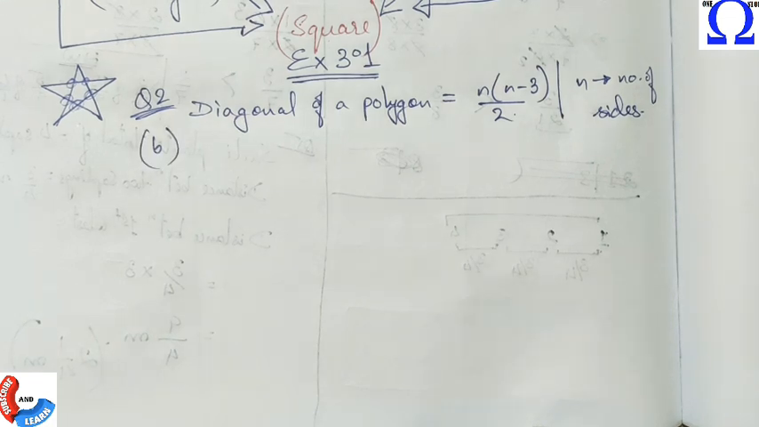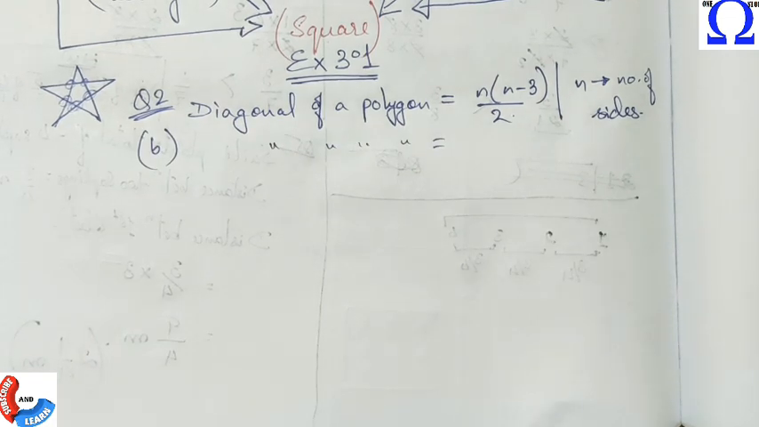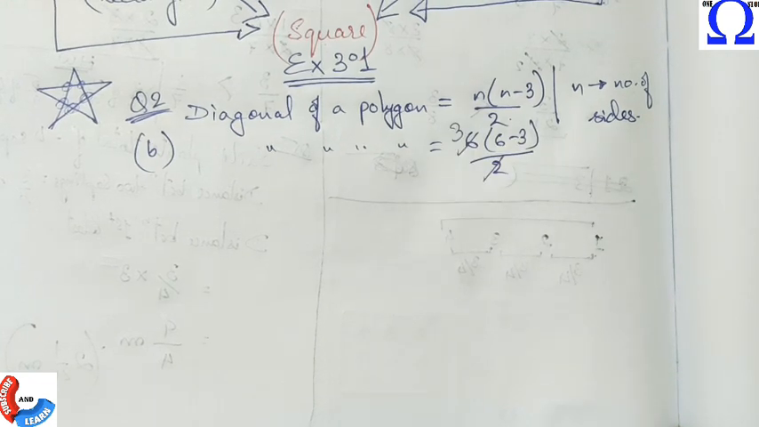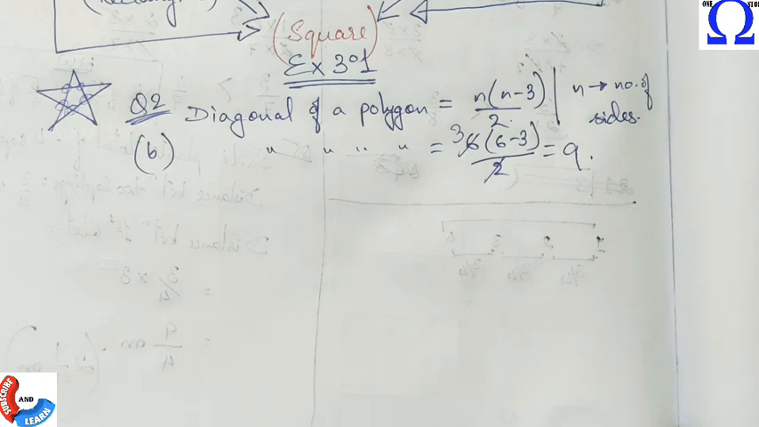Let's do the B part. We know that a hexagon will have 6 sides, right? So just put the value and get the answer. So the hexagon will have 9 diagonals.